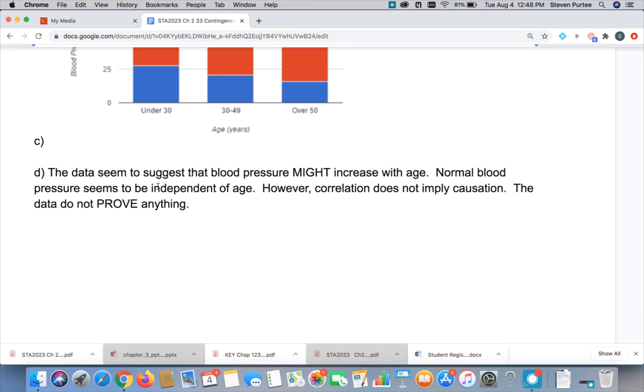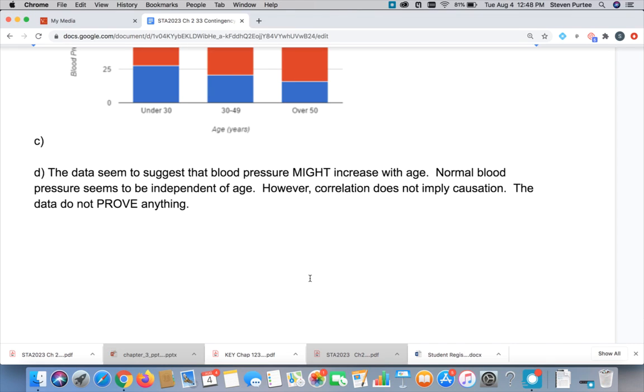So I would say the data suggests that blood pressure might increase with age. Normal blood pressure does seem to be independent of age. All the groups had about 50% with normal blood pressure. But always remember, correlation does not imply causation.